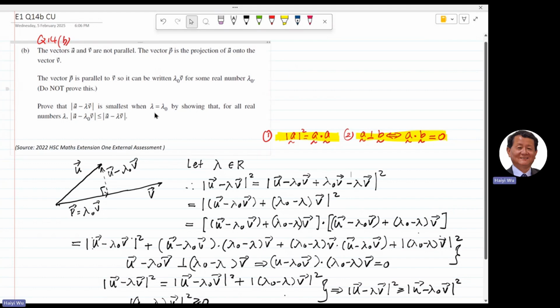So the question says we have a vector U that is not parallel to vector V. So we've got 2 vectors.